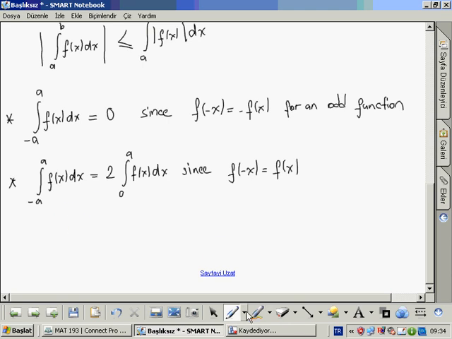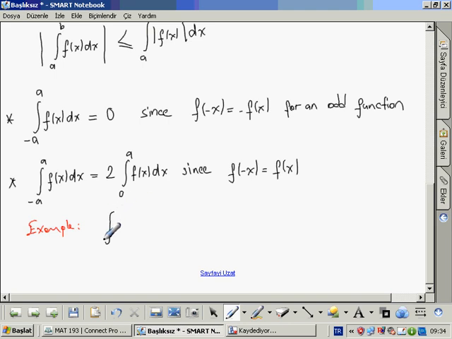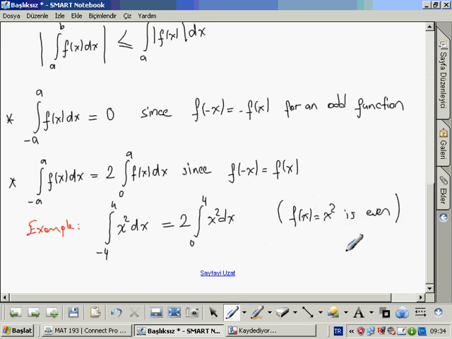And an example for that: the integral from minus 4 to plus 4 of x squared dx equals 2 times the integral from 0 to plus 4 of x squared dx, because f of x equals x squared is even.